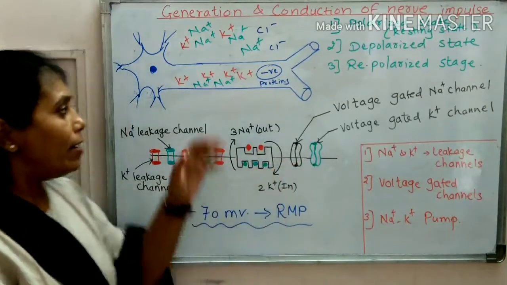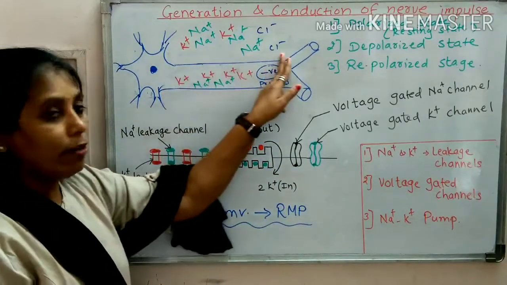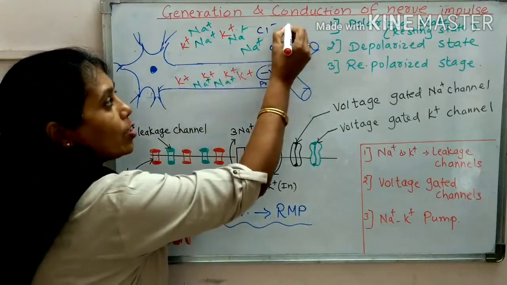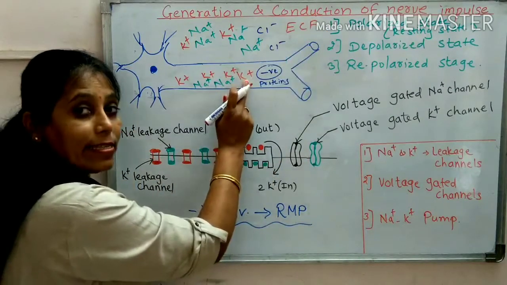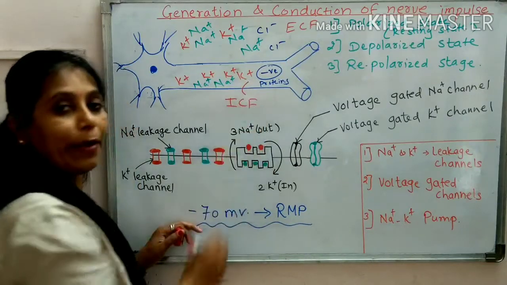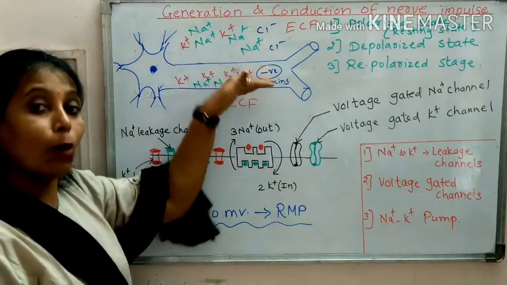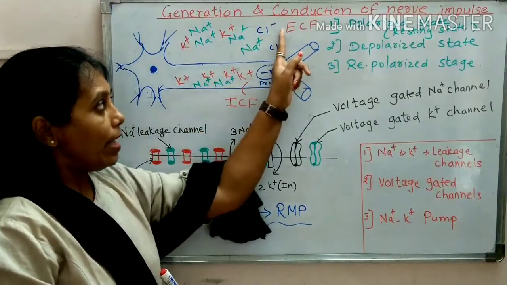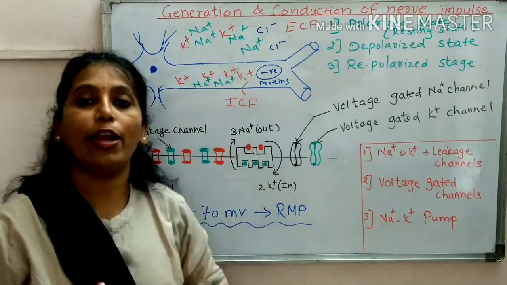Before that, just come to this diagram. The fluid outside the axon is called the extracellular fluid. The fluid present inside the axoplasm is called the intracellular fluid. Extracellular fluid means the fluid present outside the axon, and the fluid present inside the axon is the intracellular fluid. ECF, extracellular fluid; ICF, intracellular fluid.